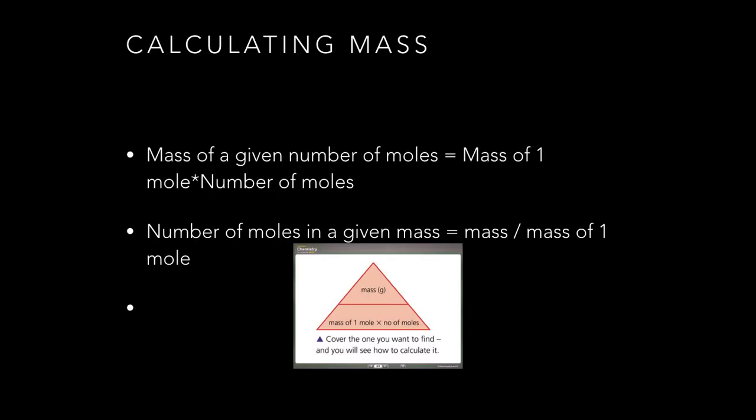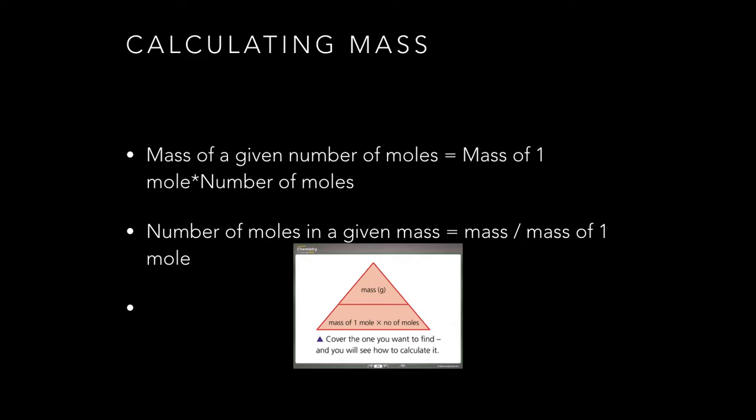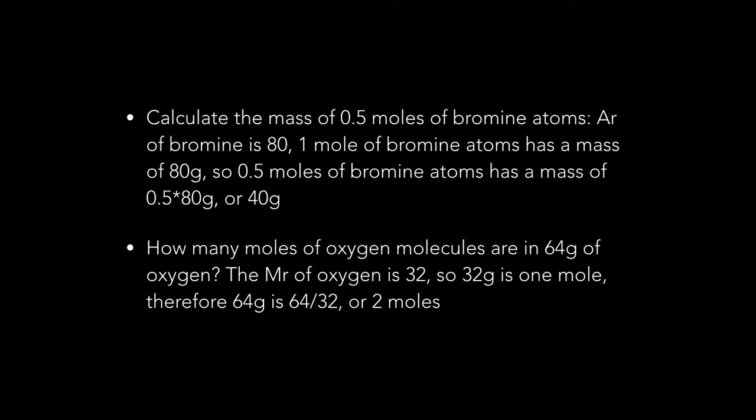Now let's do some questions regarding that. Now, this is a question. Calculate the mass of 0.5 moles of bromine atoms. Now, the AR of bromine is 80. 1 mole of bromine atoms has a mass of 80 grams because it's a bromine atom, so basically it's 1 of them. So 0.5 moles of bromine atoms has a mass of 0.5 times 80, which is the mass of 1 mole, which you can relate to the calculation triangle right here, equals 0.5 times 80 grams, or 40 grams. That's pretty straightforward.